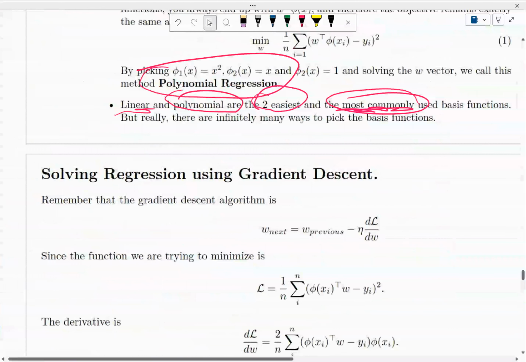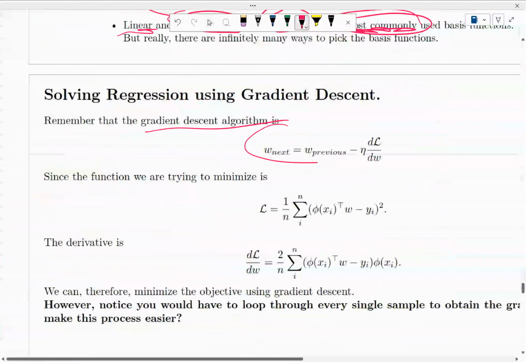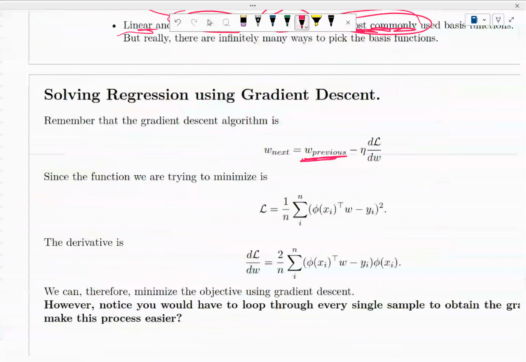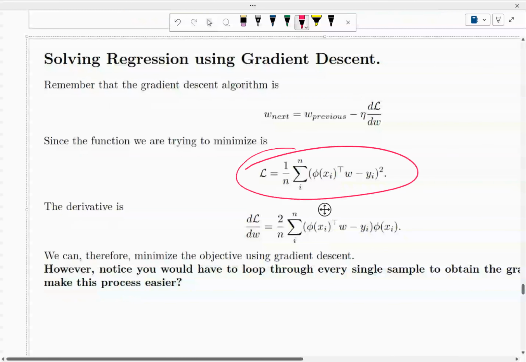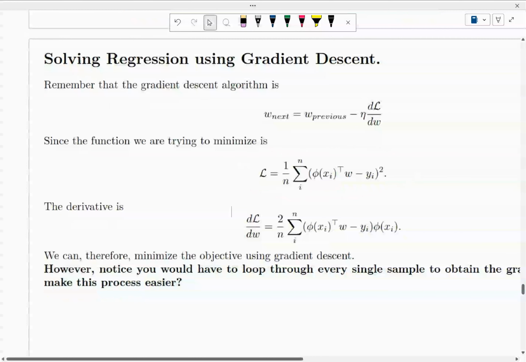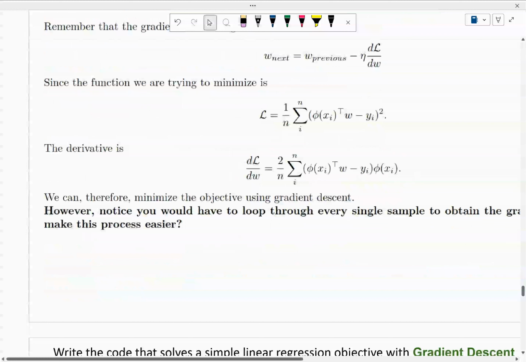Now, remember that the gradient descent algorithm is this. We went over gradient descent today, where whatever we're trying to solve, here's the current one, and here's the next one, and we subtract the gradient from it. Since the function we're trying to minimize is this, we're trying to make this as small as possible. So let's take the derivative of this.